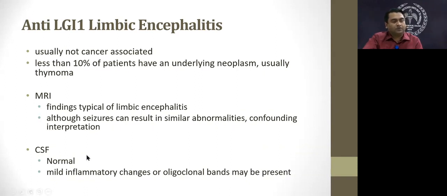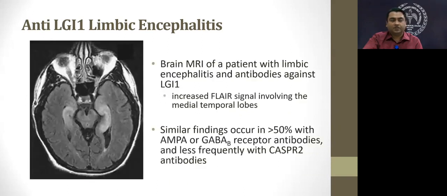CSF is typically normal, like in the previous examples, and may have inflammatory changes or OCBs. The imaging shows a typical limbic encephalitic presentation involving the medial temporal lobes, with FLAIR hyperintensities. A similar picture, like previously discussed in AMPA and GABA-B, is also found because of the limbic encephalitis kind of clinical presentation.